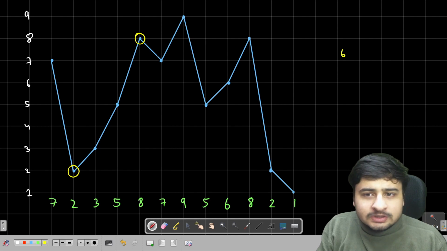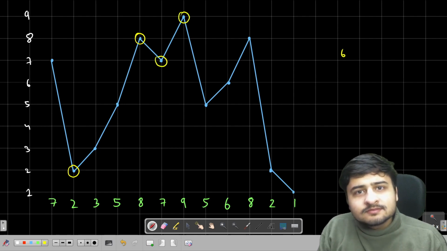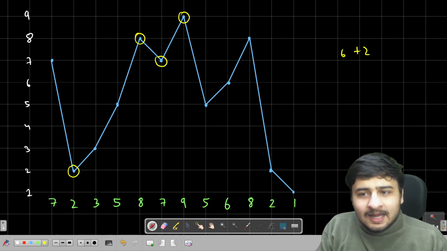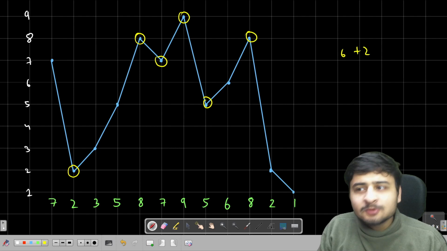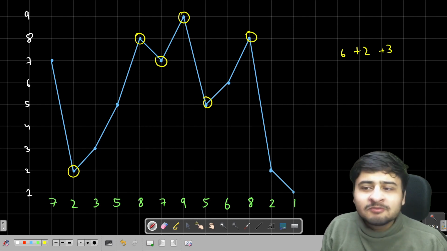I'm going to buy it on 7 and then sell it on 9. So 2 profit I made from this, plus 2. I'm going to buy it on 5, sell it on 8 again, correct? How much profit? Plus 3, right? And then I'm never going to buy the stock itself, because stock price is going to go down only, correct?